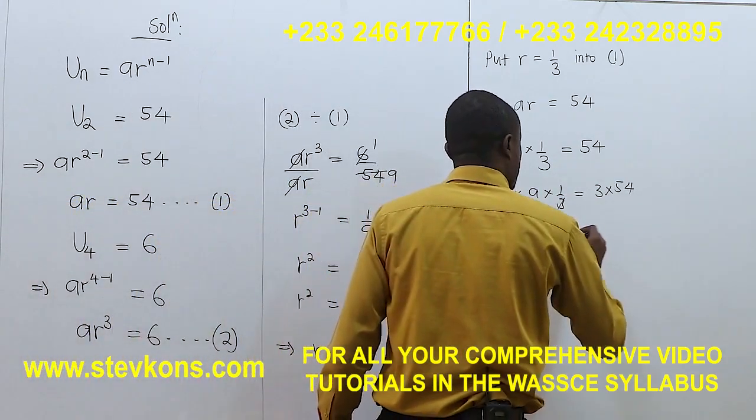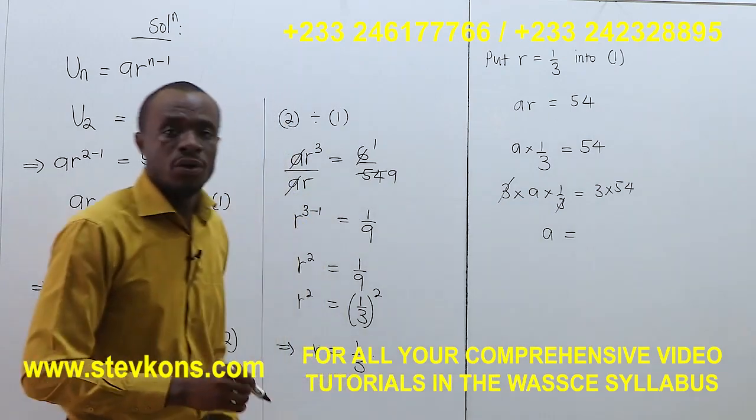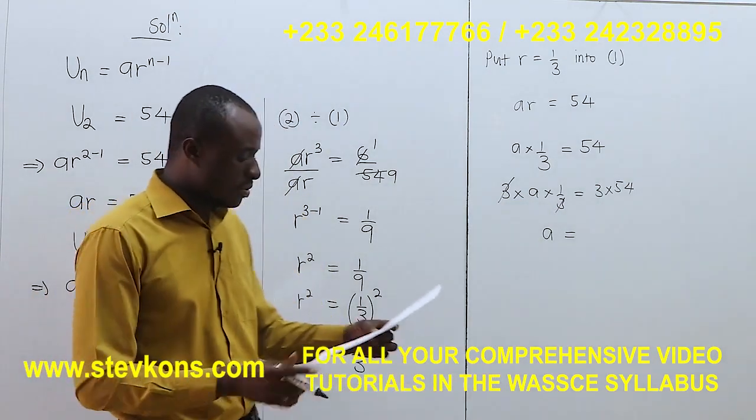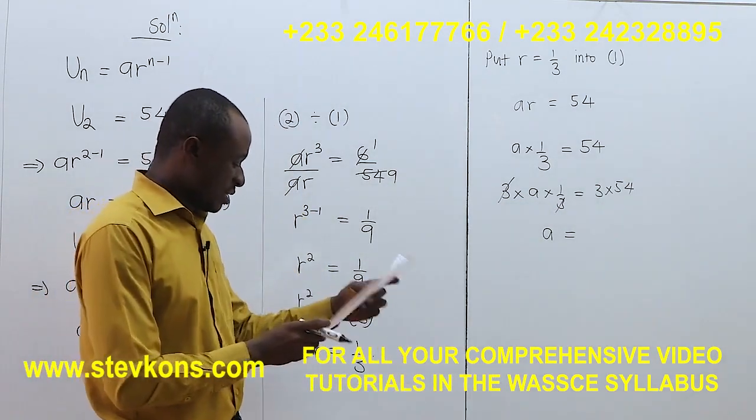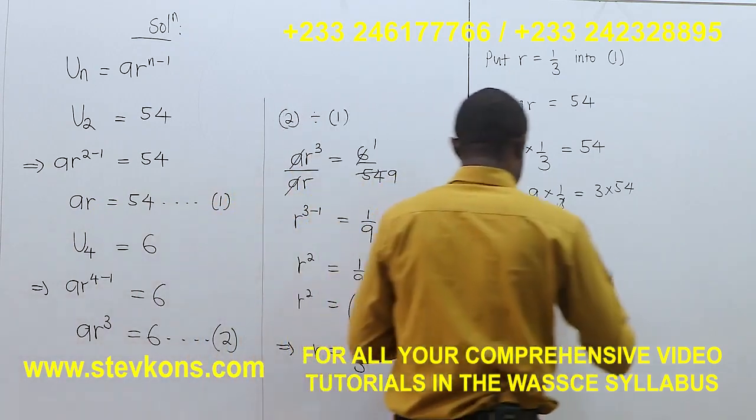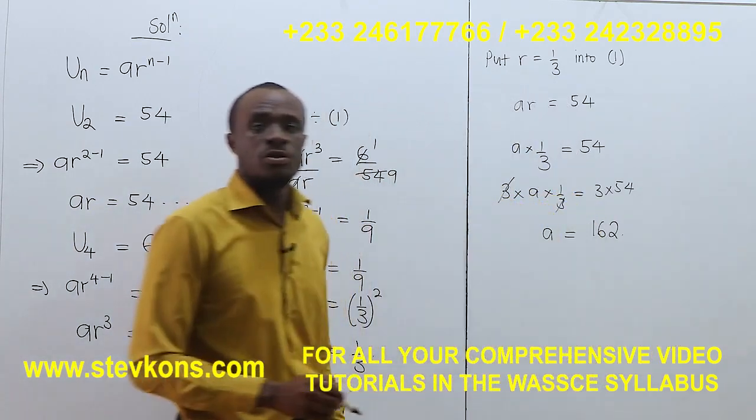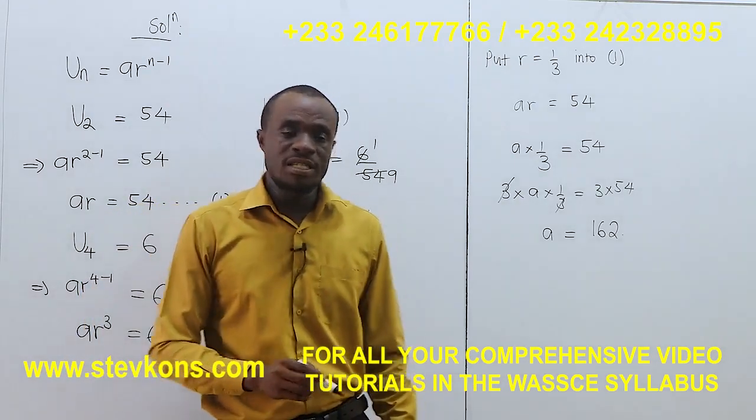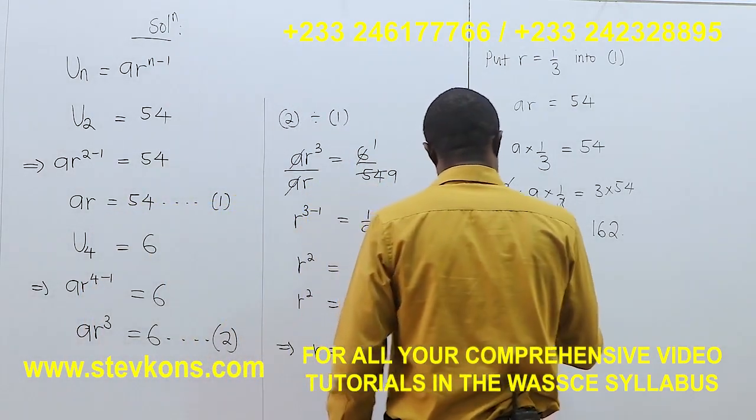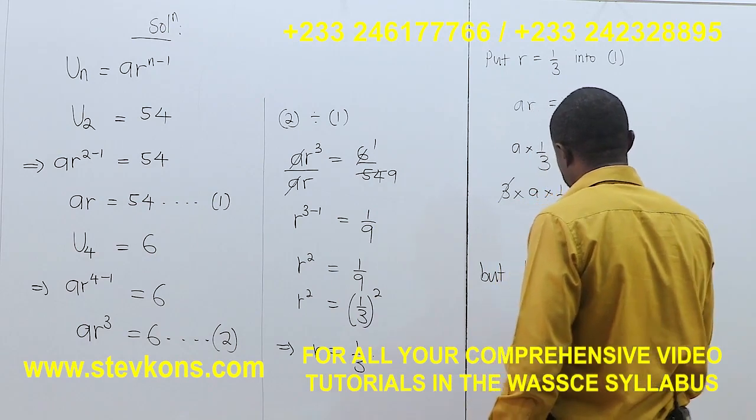Now we have a8 equal to 3 times 54. We are allowed to use the calculator, so we can use the calculator. 3 times 54 is giving us 162. We want to find the general term, but then we know that the general term is given by ar^(n-1).